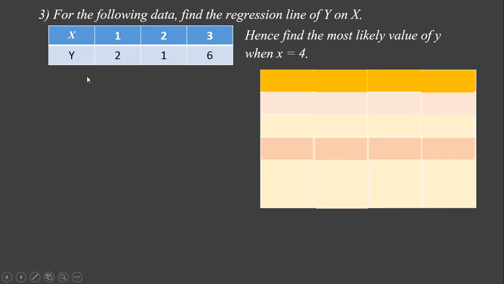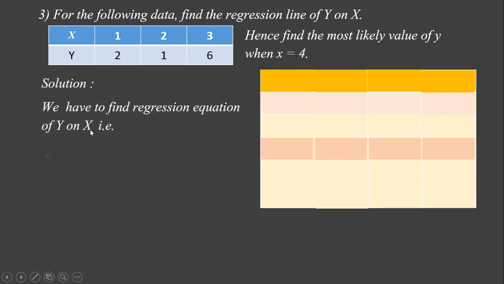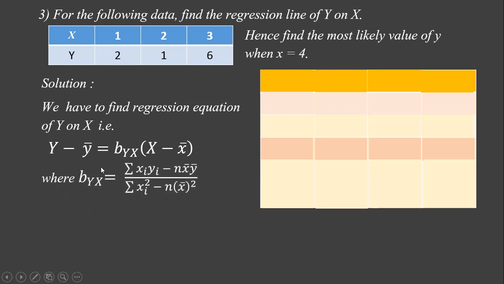Okay. So again, as in the previous example, we require x bar, y bar and byx. So we have to find the regression equation of y on x, that is y minus y bar is equal to byx into bracket (x minus x bar). We require these three things: y bar, byx and x bar. Now which formula should we use?